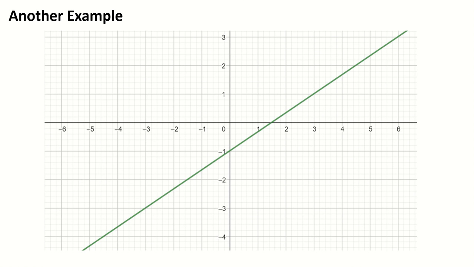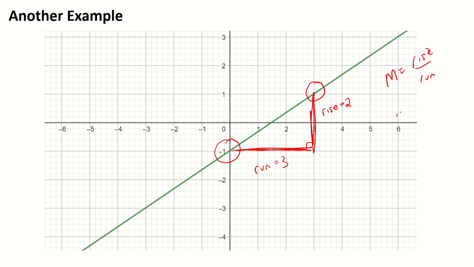So again, the first thing we need to do is pick 2 points that we can read off. I can read this point off, and I can easily read this point off. The second thing we need to do is create a right-angled triangle. That's my right-angled triangle. So I can then work out the rise, which is a rise of 2, and I can work out the run, which is a run of 3. The gradient is equal to the rise divided by the run. So in this instance, it will be 2 over 3.